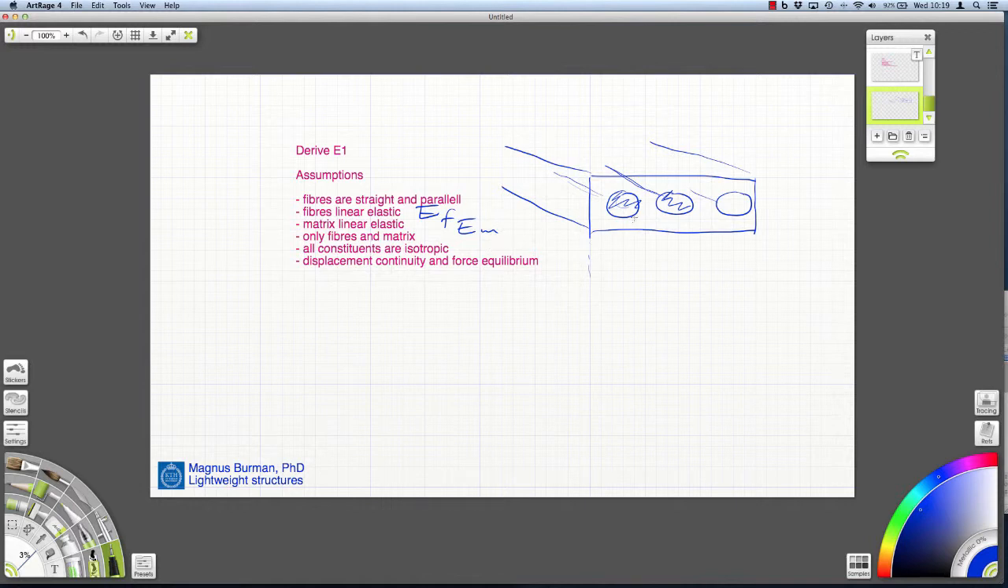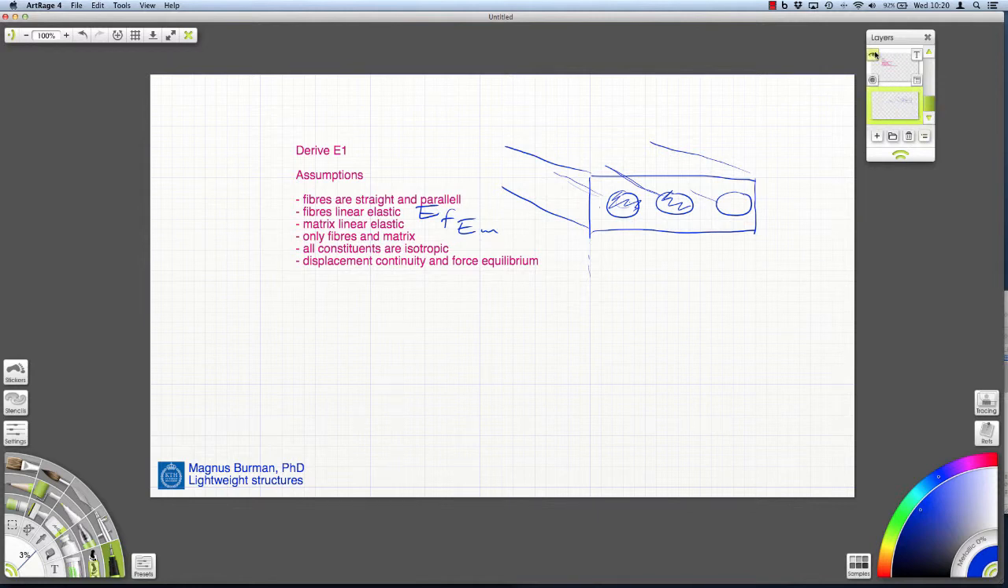We can also assume that it's only fiber and matrix. There is no boundary layer, so to speak, in between the fiber and the matrix. So we are only considering the matrix and the fibers. And these constituents, the fiber and the matrix, are assumed to be isotropic. And of course we assume that there is displacement continuity and force equilibrium.